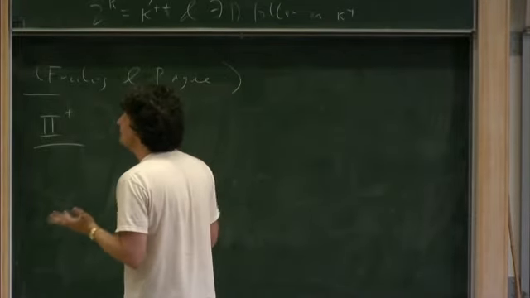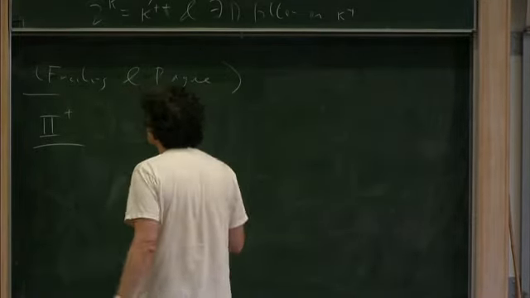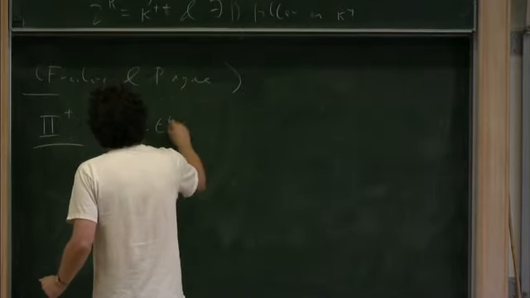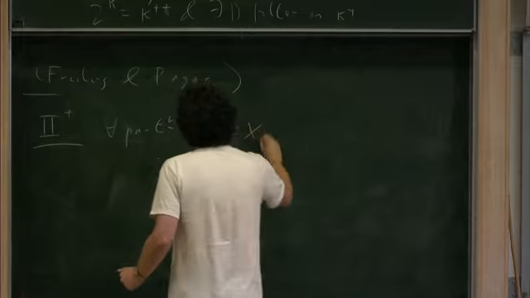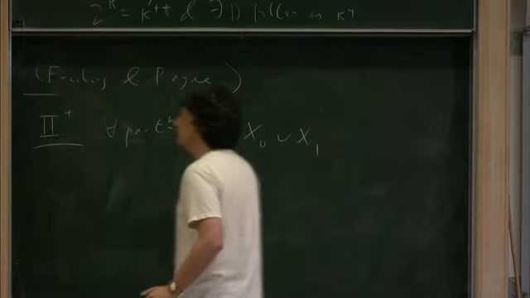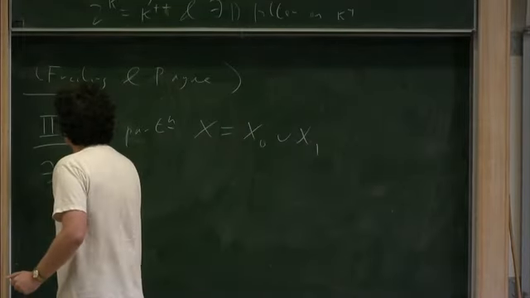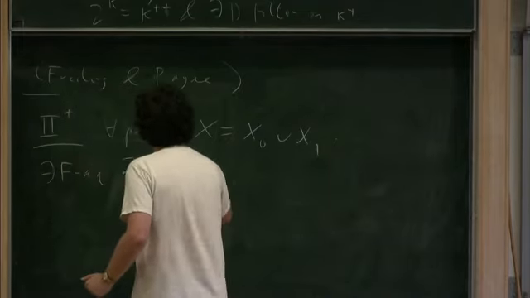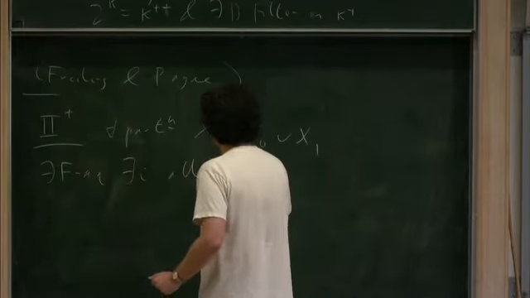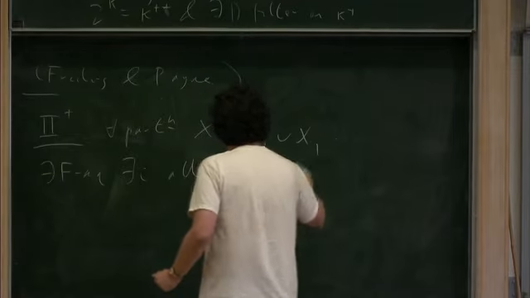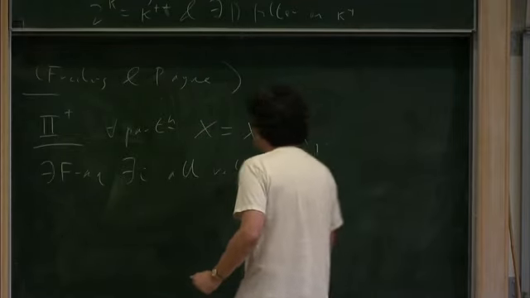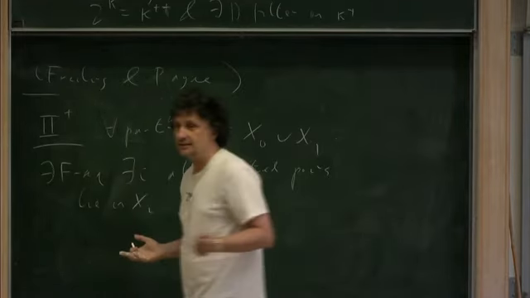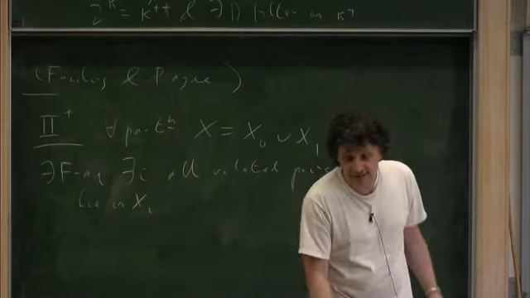Same setting, you have a filter F on a set X. 2 plus says that for every partition of X, there is an F sequence, there is an I, such that all related pairs lie in Xi. So it's a strengthening of the game.